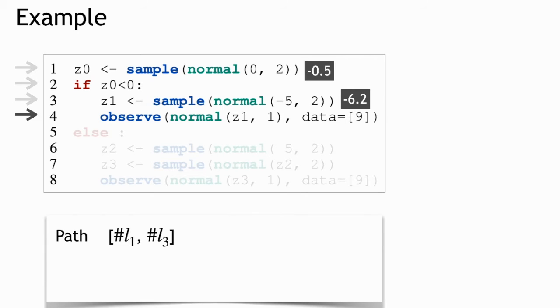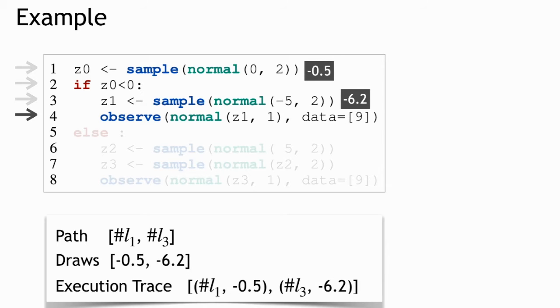In this execution, we record the program path by the address of the encountered random variables, which is line 1 and line 3. We have the draws of all the random variables being -0.5, -6.2, and we have the execution trace being the address-value pair sequence.